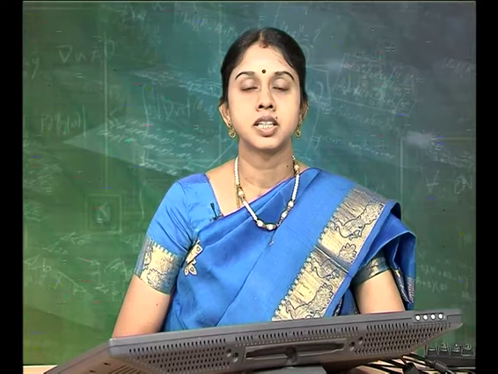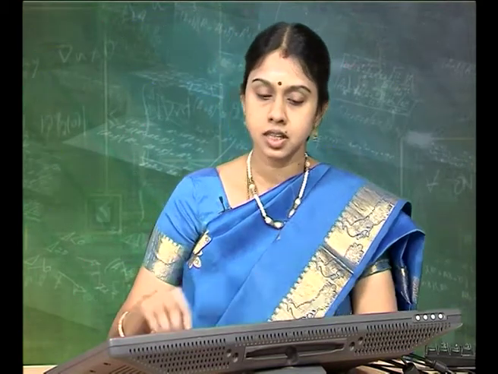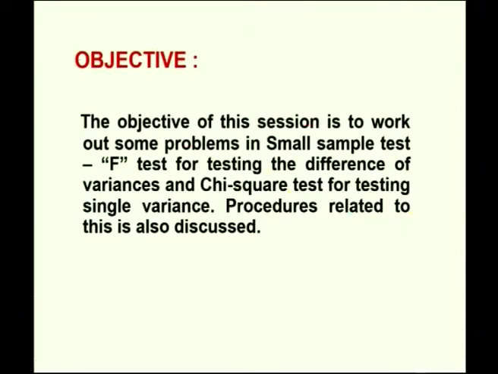Welcome to UGC lecture series. In the earlier sessions, we were talking about test of significance. Large sample test and small sample test have been discussed. In large sample test, we have seen Z test for mean, Z test for proportion and Z test for standard deviations. In small sample test, we have discussed T test for mean. In continuance with the small sample test, in this session, we will be discussing about F test and chi-square test.